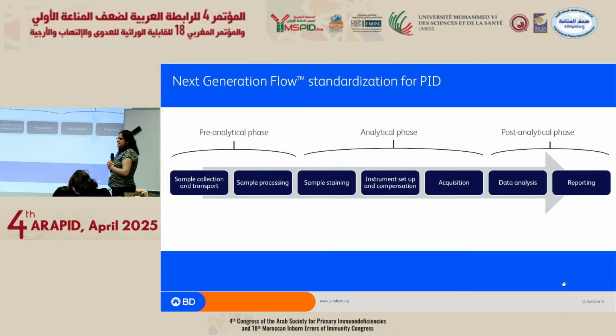So what did they standardize? Everything. They standardized the full process of flow cytometry, from the pre-analytical phase, sample collection, until the final reporting. They developed steps for the standardization in each of the phases. I'm not going to go into detail on all of the steps, but I want to focus on some that I think are really important.